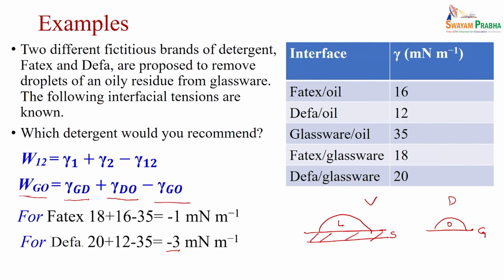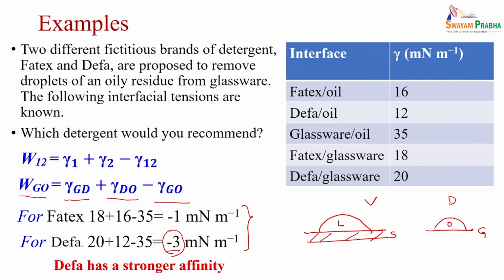As the work of adhesion between the glass and IL is coming out to be negative, it means the detergent is effective, it will be able to remove the IL from the glass surface. Now, if we just compare the values, in case of DEFA it is more negative, which means this particular DEFA detergent is comparably more effective, or it has the stronger affinity.